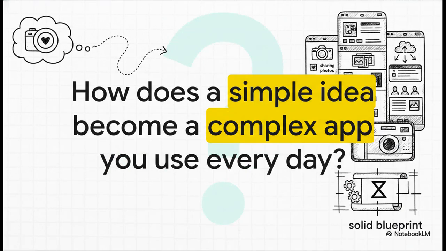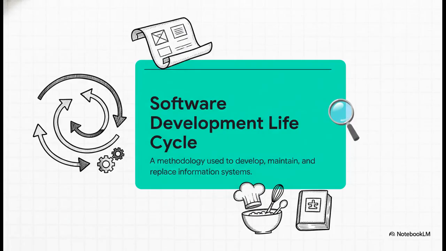I mean, it's a great question, right? How do developers take a simple concept, like, hey, what if we made a way to share photos, and turn it into something massive like Instagram, with all the filters, the stories, the whole shebang? Well, it all comes down to having a solid blueprint. And that blueprint is called the Software Development Lifecycle, or you'll hear it called the SDLC for short.